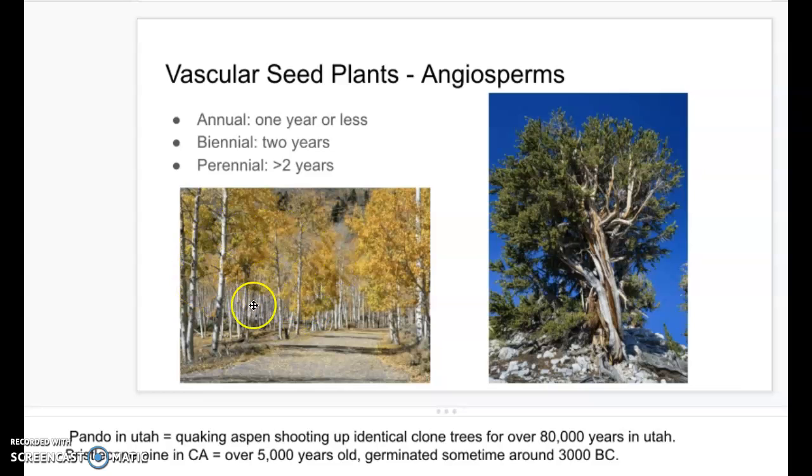It's a forest in Utah, and it's like one tree that has cloned, and now there's a forest of it, and this forest has been around for about 80,000 years. We have some really old trees in the United States. I'm sure you've heard about redwoods, and here's a bristlecone pine that is over 5,000 years old. So it's pretty cool that perennials can last for that long.